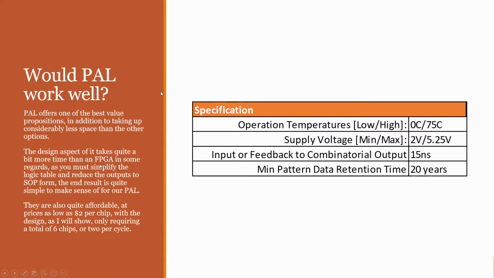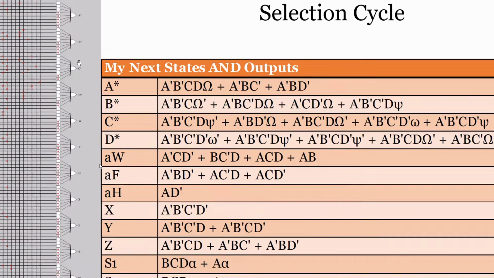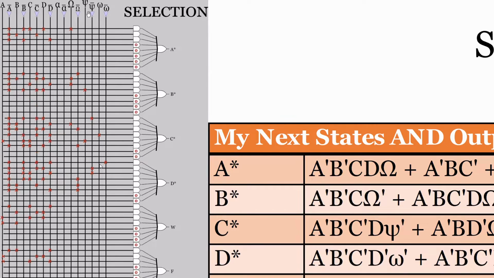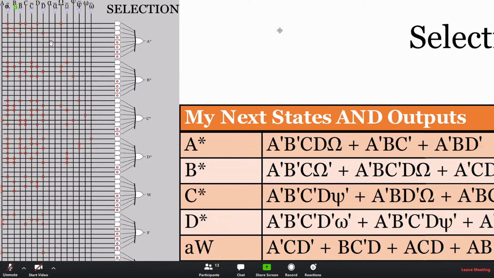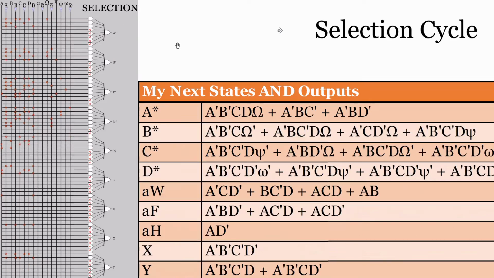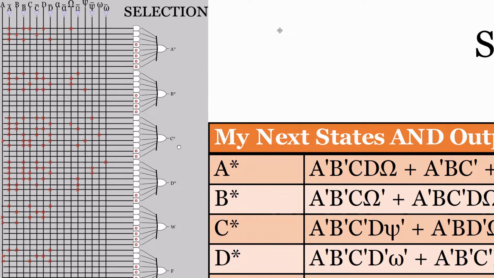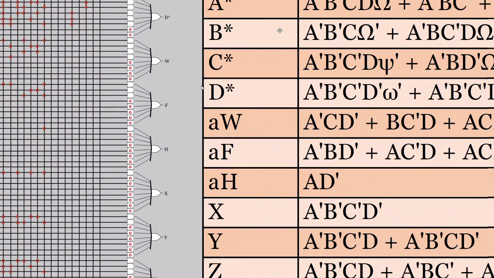The simplification took quite a bit. But thankfully I already had everything simplified. So let me just zoom in a bit. So we have all of our next states, we have all of our inputs. By this point, it was pretty easy. It's just a bunch of combinations. We get our selector, our A star, B star, C star, W, F, H, X, C, Y. And then this is pretty much just repeated with all of our cycles.